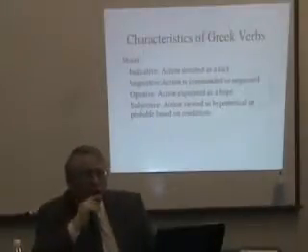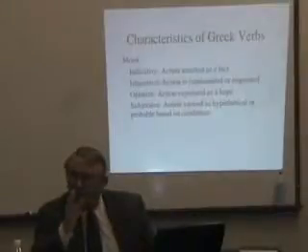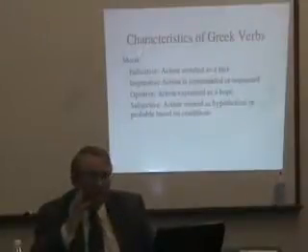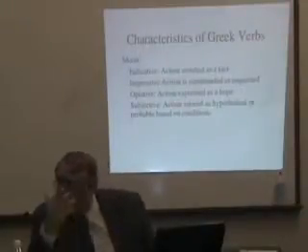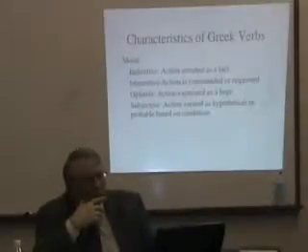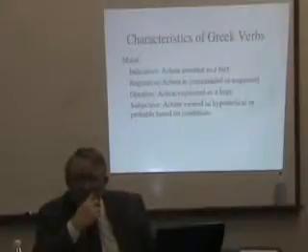This is used repeatedly when Paul says, as the King James translates, God forbid. The Greek is me genoito. Me genoito means may it never be. It's a hope. May it never be. So the subjective here really should be subjunctive. Subjunctive: action viewed as hypothetical or probable based on conditions.